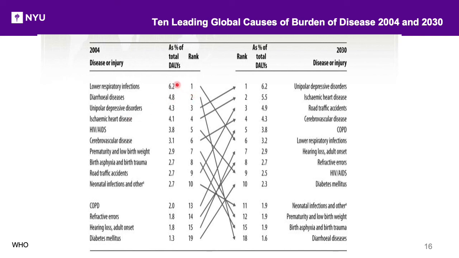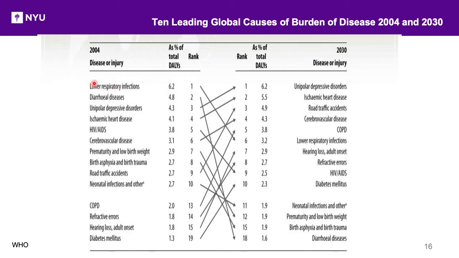In terms of this disease, this is from the WHO, the World Health Organization. They looked at diseases that were abundant in 2004 compared to what disease, based on their modeling of disability adjusted life years, would be at number one in 2030.